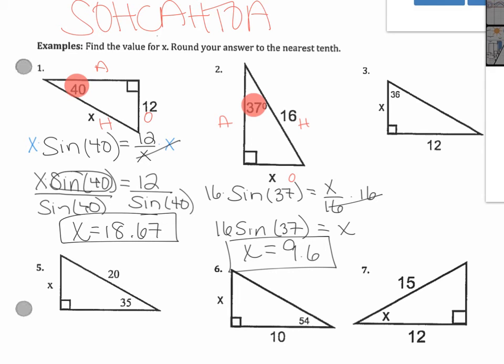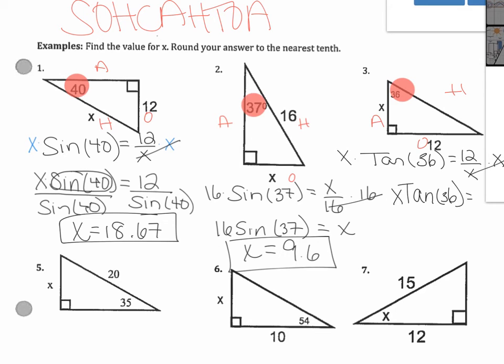Highlight your reference angle. Label OAH. I have a side with O and a side with A, so I'm going to use tangent. So I'd say tangent of 36 equals opposite over adjacent. So now I got to get x by itself. So I'm going to multiply both sides by x. So I have x tan of 36 equals 12. I'm now going to divide by tan of 36.